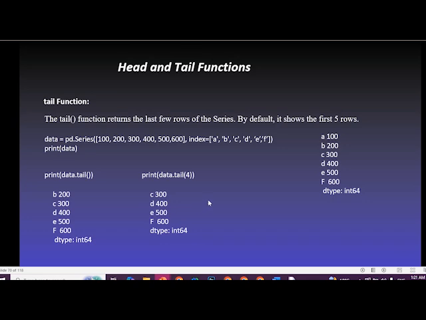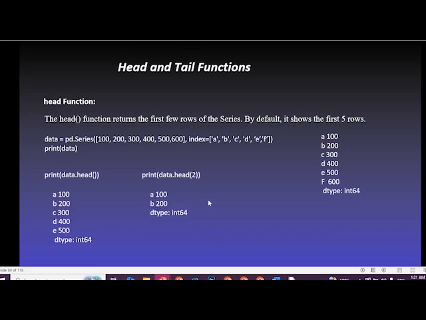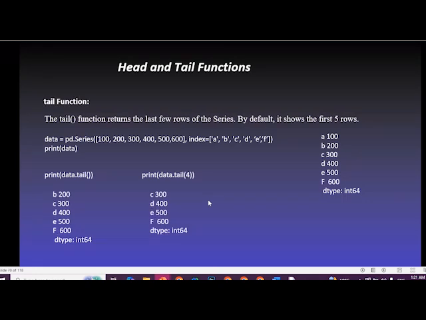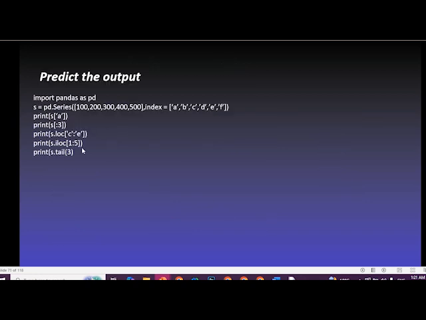That is the head and tail function. Head is used to return the first few rows of the series. By default, the value is 5. Tail is used to return the last few rows of the series, and the default value is 5.